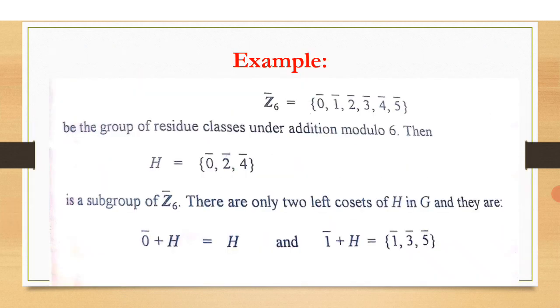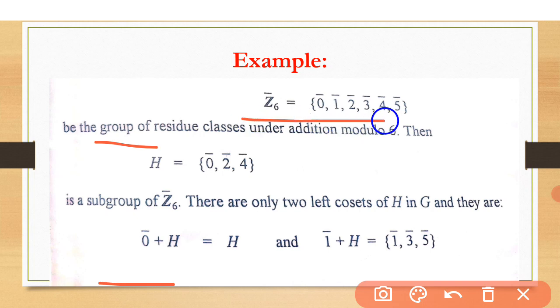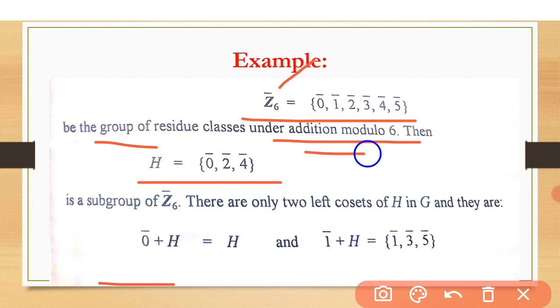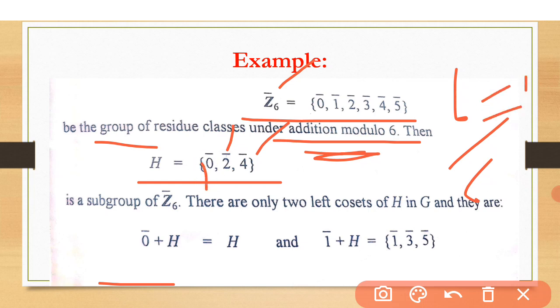The first example is, let we have a group Z6, residue classes under addition modulo 6. These are the remainders. Then we take a subgroup H and we can check easily whether it is a subgroup or not. Because it is with respect to addition, we add all the elements. Add 4 and 2, it gives us 6, and it is modulo 6, so 6 divided by 6 has remainder 0, so 0 is here. And if we add 2 and 4, the same answer.